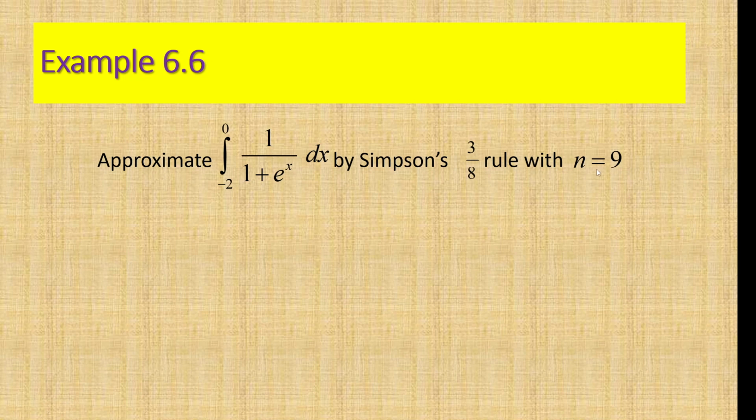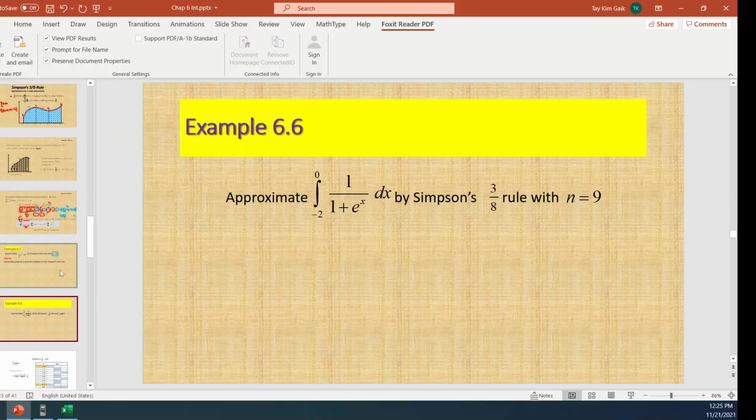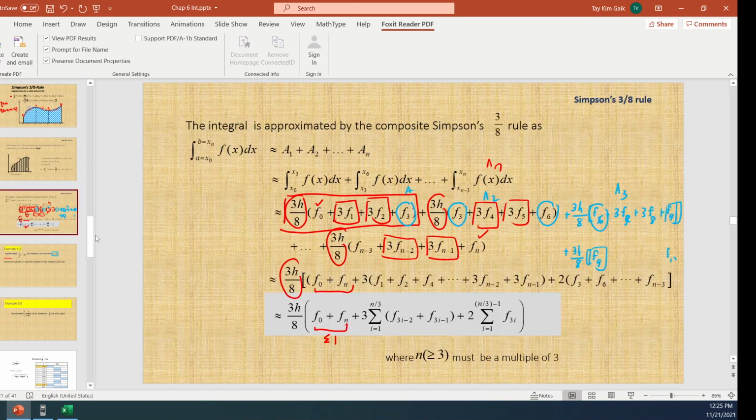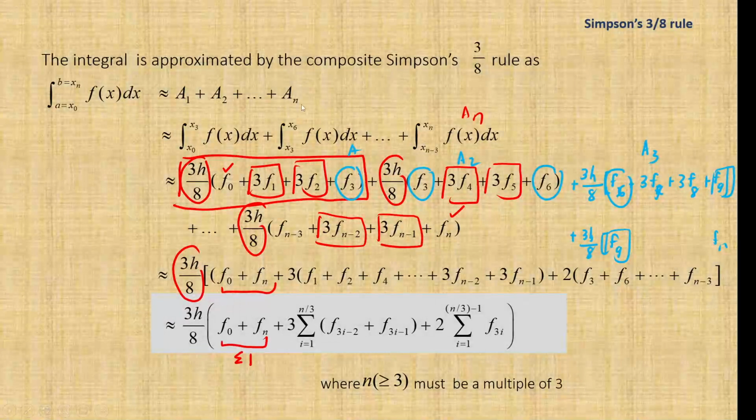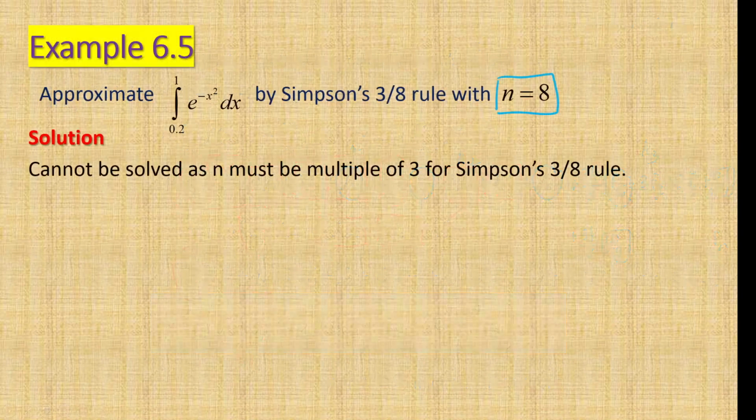It's the same thing, only the formula is different. Look back at this one. Basically here, let's revise again. Using Simpson 3/8 rule, the formula is 3h/8 times f naught plus fn. This is the first sum. The second sum is actually f, which is not a multiple of 3.